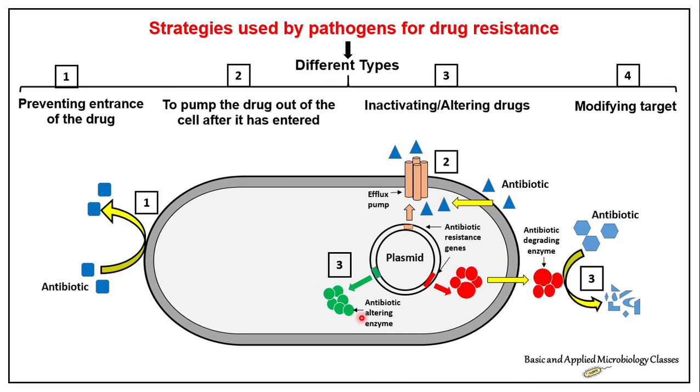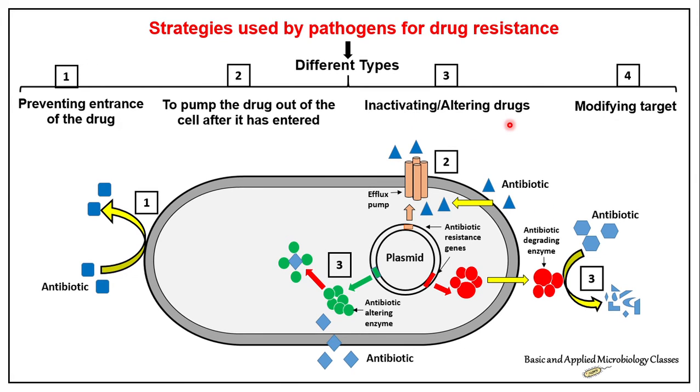And these enzymes, what they will be doing here: suppose an antibiotic has successfully found its way to enter inside the cell. Now this enzyme will be modifying or altering the structure of this antibiotic by incorporating some functional groups, by chemically modifying its structure, by acetylation, by adenylation. That I will be discussing in upcoming slides. So these two are the types of examples coming under inactivating or altering drugs.